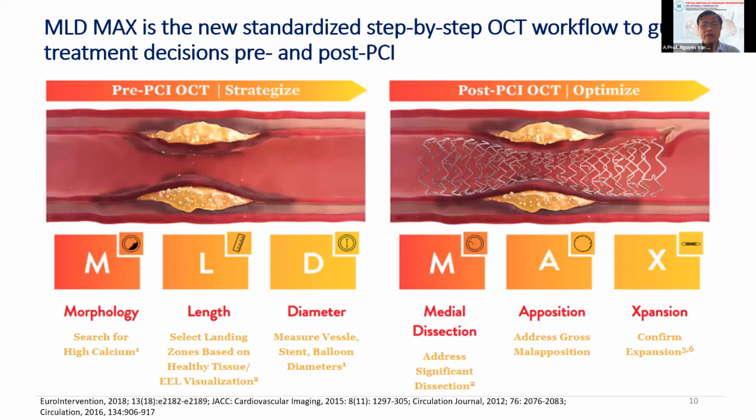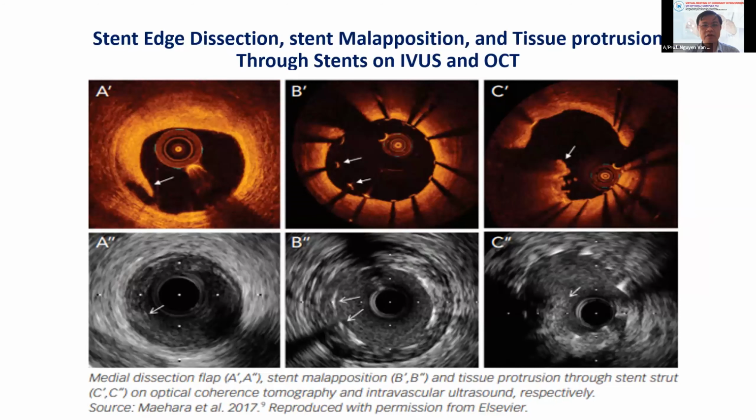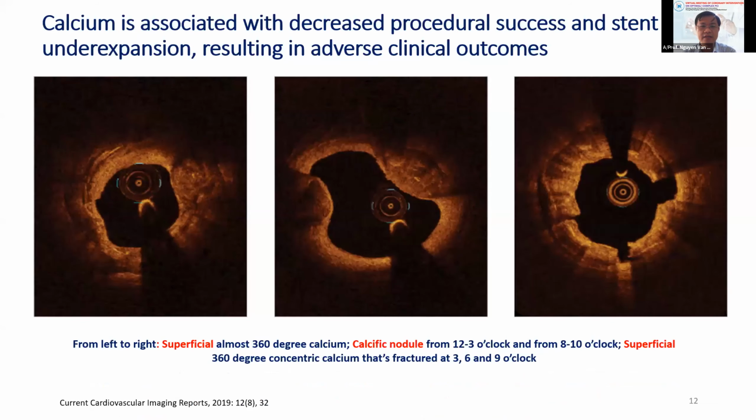However, when we use OCT, we have the MLD MAX in the new standardized step-by-step OCT workflow to guide the treatment decision pre and post PCI: morphology, length, diameter. After stenting, we focus on the edge dissection, malposition, and expansion. Look at the picture here. You can see dissection around here, and malposition. Sometimes it is very difficult to see in IVUS, but in OCT you can find it clearly.